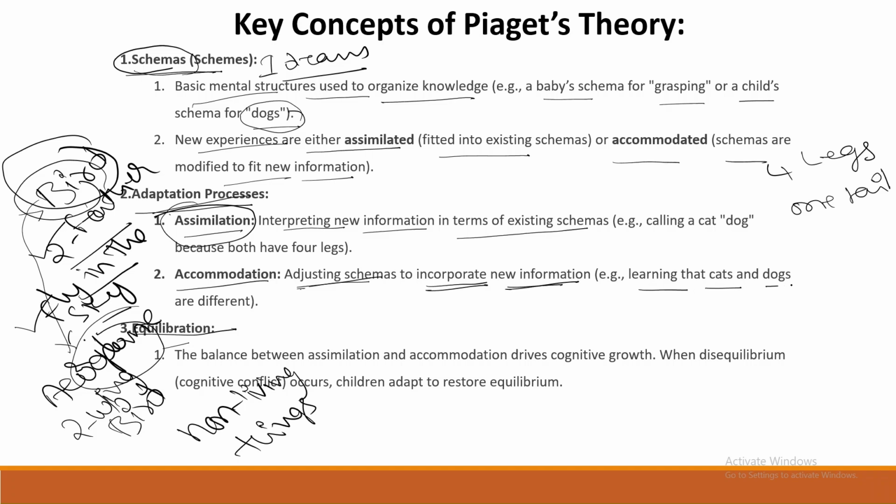Example, learning that cats and dogs are different. Here I told you: four legs, one tail, dog. So after seeing the cat, he also thinks this is a dog, because a cat also has four legs and one tail. Later on, his mother has given clarity: no, this is a cat, different from the dog. So he has stored a new schema, cat. This is called accommodation. In that way, a 2-year-old child gradually acquires new knowledge by comparing with the old knowledge. This was proposed by Jean Piaget.